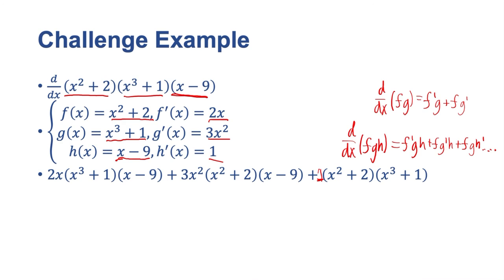So now we have everything out. Now we just got to do some algebra again. And we will get 6x to the 5th minus 45x to the 4th plus 8x cubed minus 51x squared minus 18x plus 2. And that is our derivative.